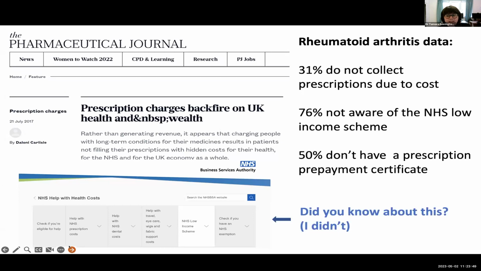We may find this surprising, but there's a lot of people that actually don't know about the prescription exemptions. They don't know about the prepayment certificate, and I didn't know about the broader NHS help with health costs framework until I started looking into this.